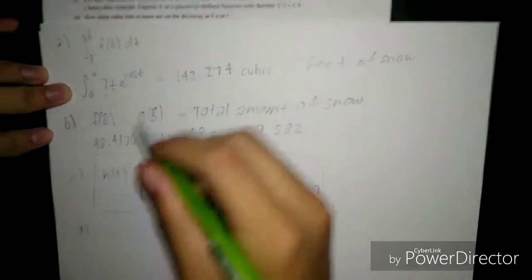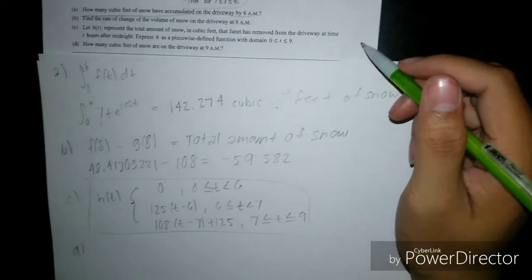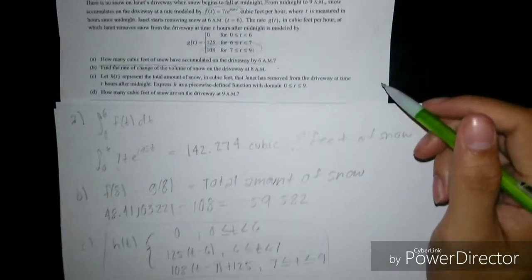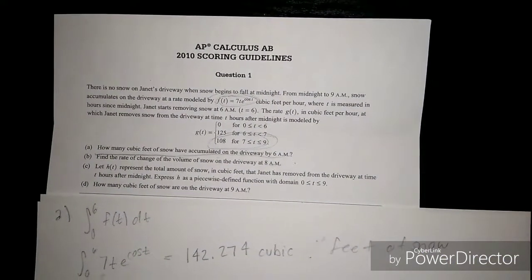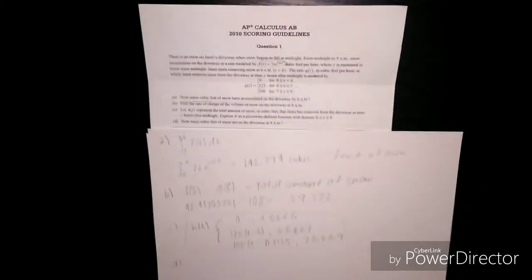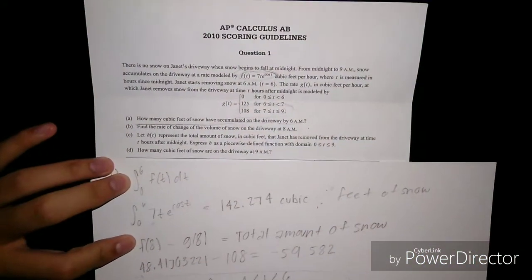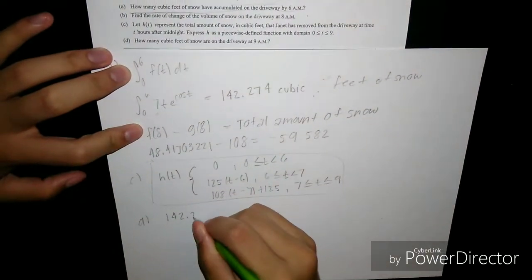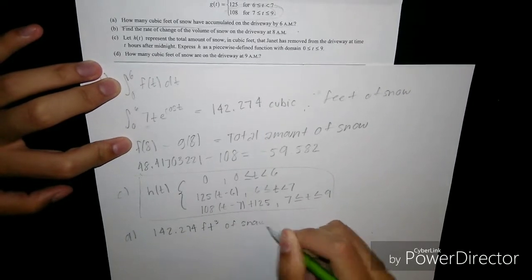Now for part D, it is asking how many cubic feet of snow are on the driveway at 9 a.m. For this problem, it is once again asking us for the amount of snow, but it's different from part A, because in part A, Janet wasn't doing anything. She wasn't removing snow, so it was just a flat amount of snow. But by 9 a.m., Janet has started to remove snow, so we have to take that into consideration. For part D, we have to take our answer from part A, which is 142.274 cubic feet of snow that fell.